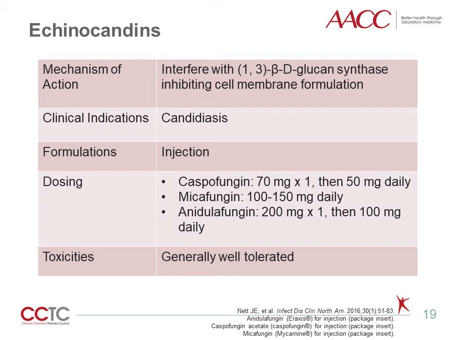Echinocandins consist of 3 agents, all of which work via interfering with 1,3-beta-D-glucan synthase and inhibiting fungal cell wall formation, and are only available as injection form. Echinocandins are only active against yeast and therefore are mostly utilized in candidemia and in both invasive and esophageal candidiasis. The echinocandins are particularly attractive clinically as they are extremely well tolerated and have virtually no appreciable toxicities.